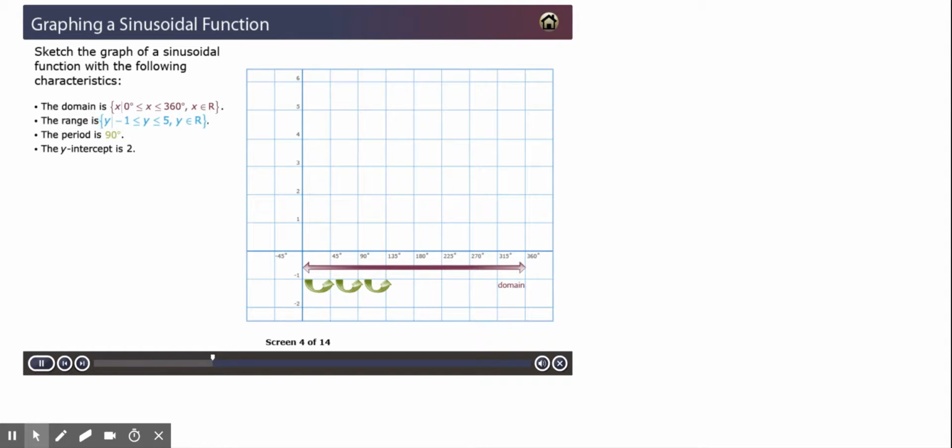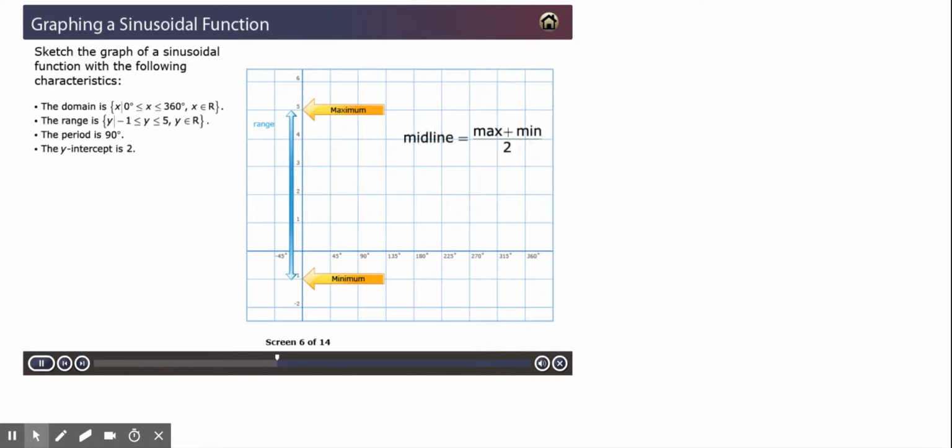The range includes all values between -1 and 5. Since the range includes all y values between and including -1 and +5, the maximum value is +5 and the minimum value is -1. Substitute the maximum and minimum values into the midline formula and solve. The equation of the midline is y equals 2.